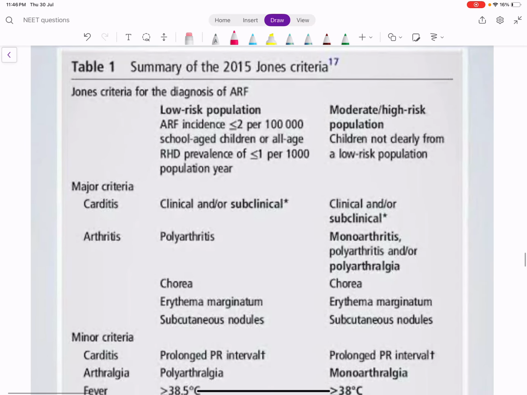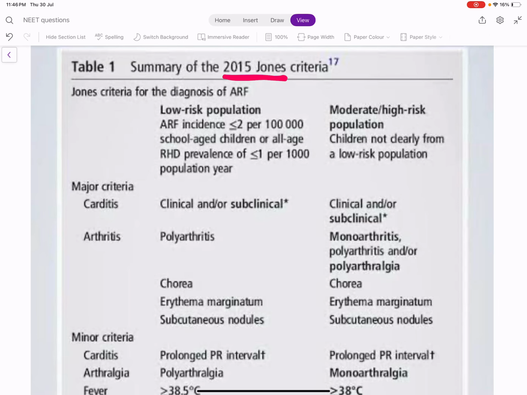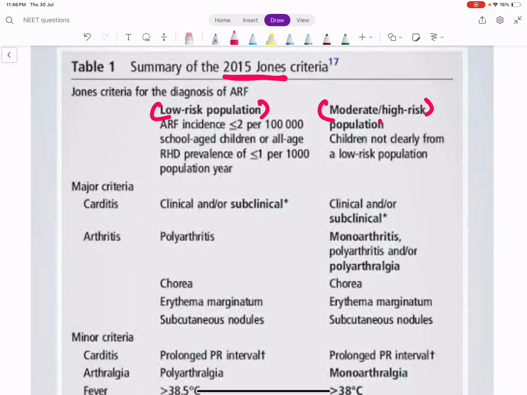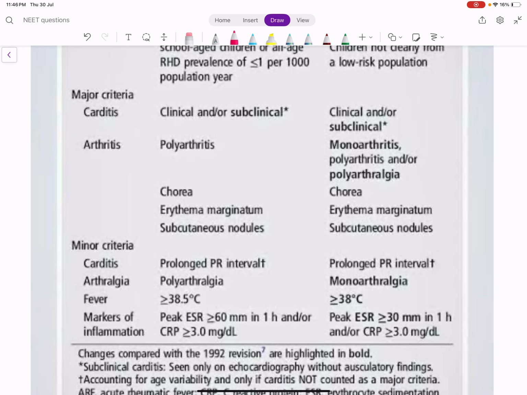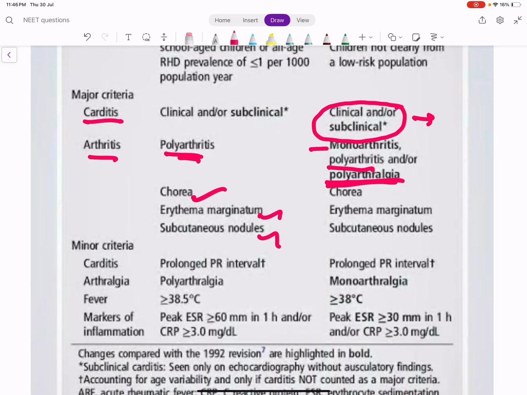So the important thing in the 2015 criteria is that they have classified the population into low risk population and moderate to high risk population. India is a high risk population. There are 5 criteria: carditis, arthritis, rheumatic chorea, erythema marginatum, and subcutaneous nodules. Among that, carditis may be clinical or subclinical in India. Plus, polyarthritis need not be there. There may be monoarthritis, polyarthritis, or even polyarthralgia. Arthritis is swelling, tenderness of the joint. Polyarthralgia is only pain in the joint. Even polyarthralgia can be taken in India.